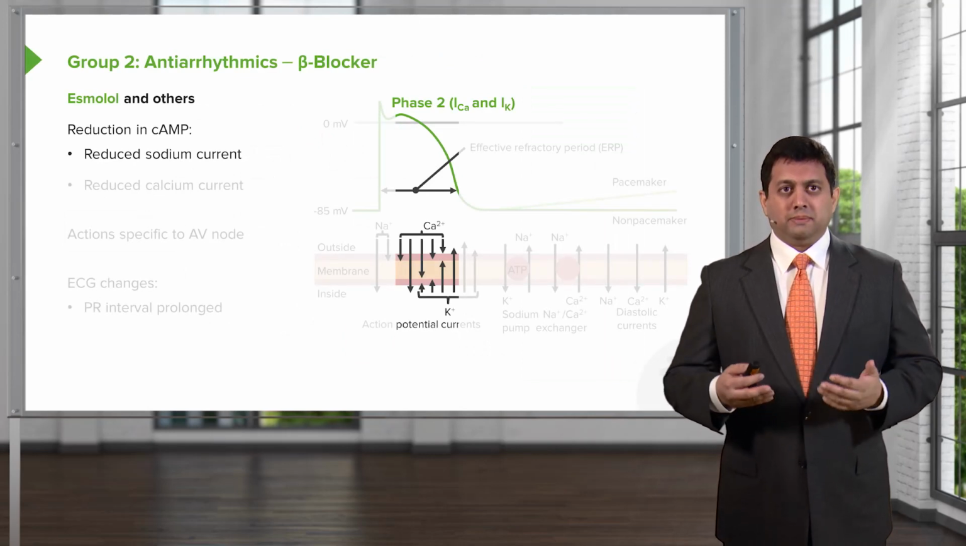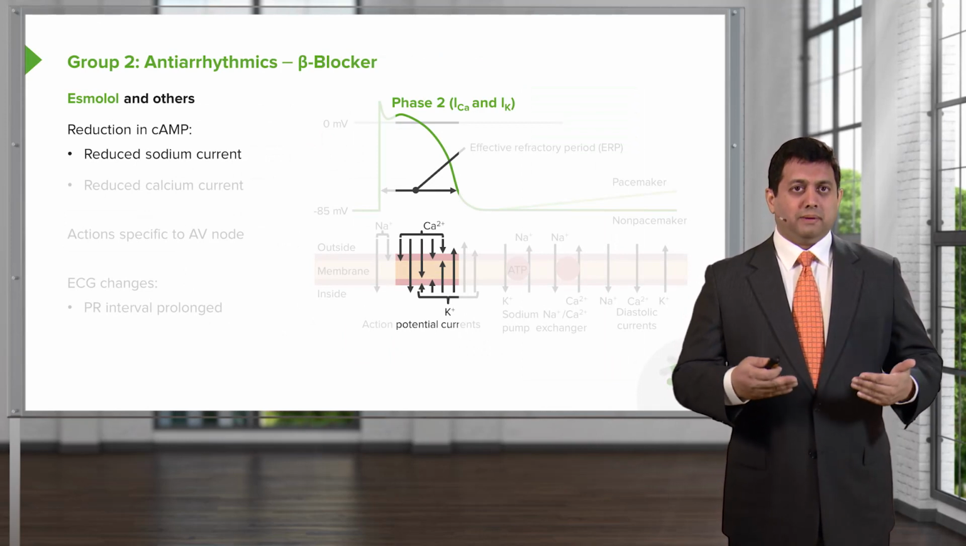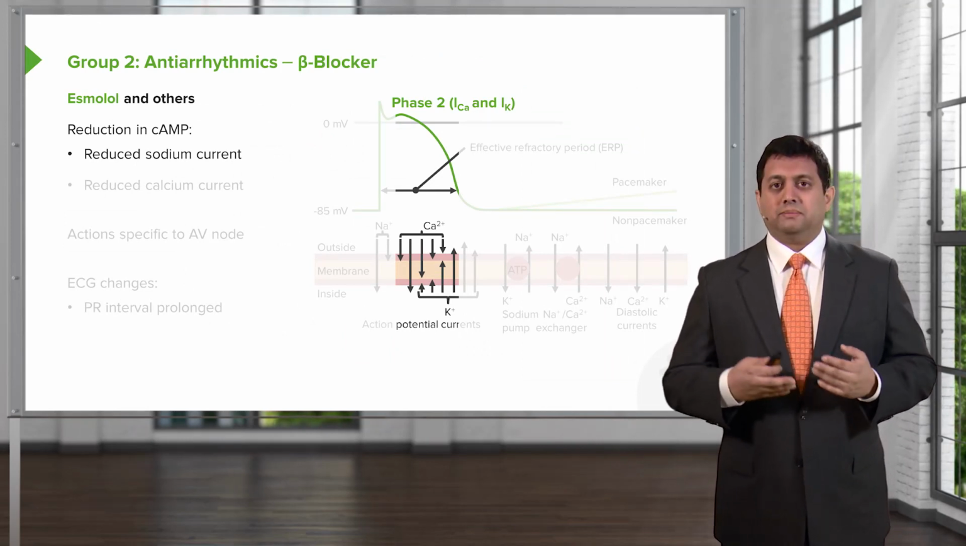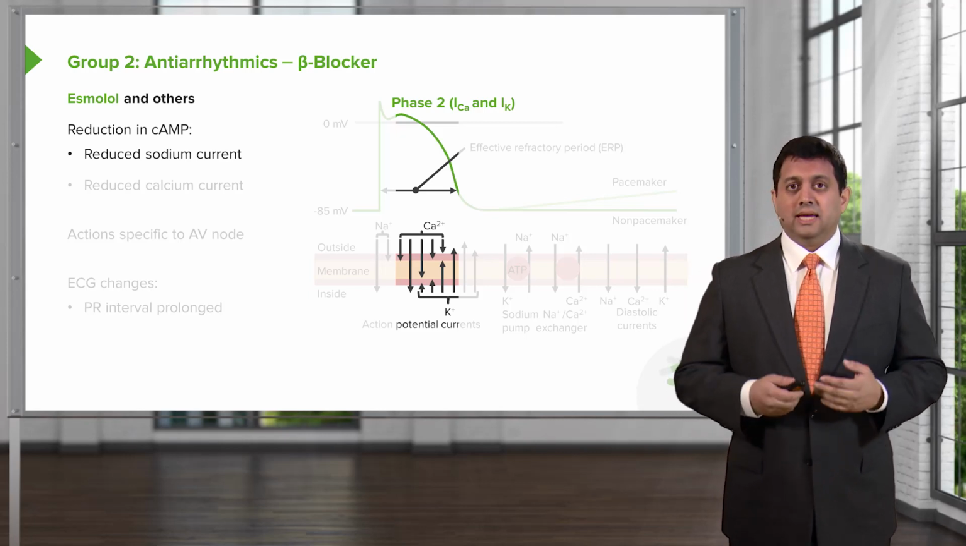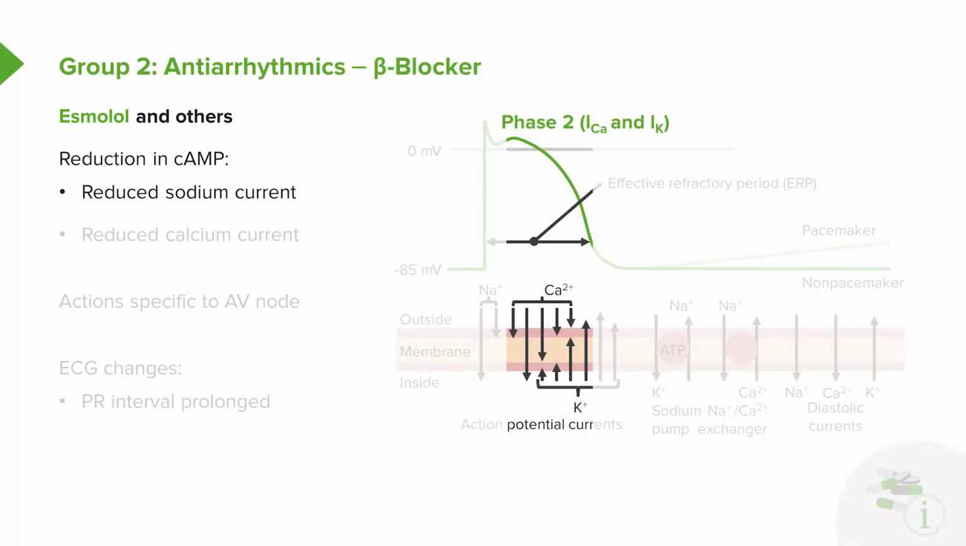So in terms of these beta blockers, let's talk about the prototypical antiarrhythmic beta blocker, esmolol. Now, esmolol is particularly useful because it can be given intravenously, and it's quite fast-acting and relatively short-acting. It reduces the cyclic AMP levels. It reduces the sodium current, and it reduces the calcium current. The actions are specific to the atrioventricular node.